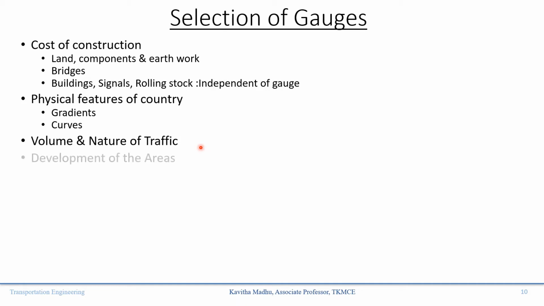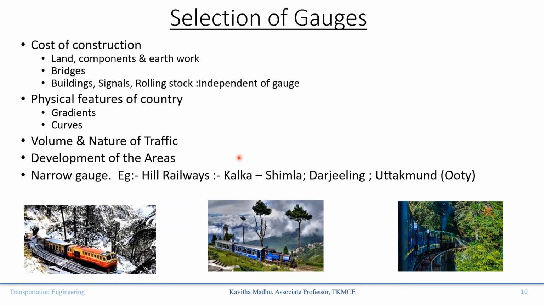Another factor is the development of an area. Thinly populated areas can be connected by narrow gauge because, as I told you, the cost of construction will be less in the case of narrow gauge. So thinly populated areas can initially be connected by means of narrow gauge. You can see these examples of narrow gauge still existing in India: Kalka, Shimla, Darjeeling, Udagamandalam or Ooty. Have you been on any of these trains?